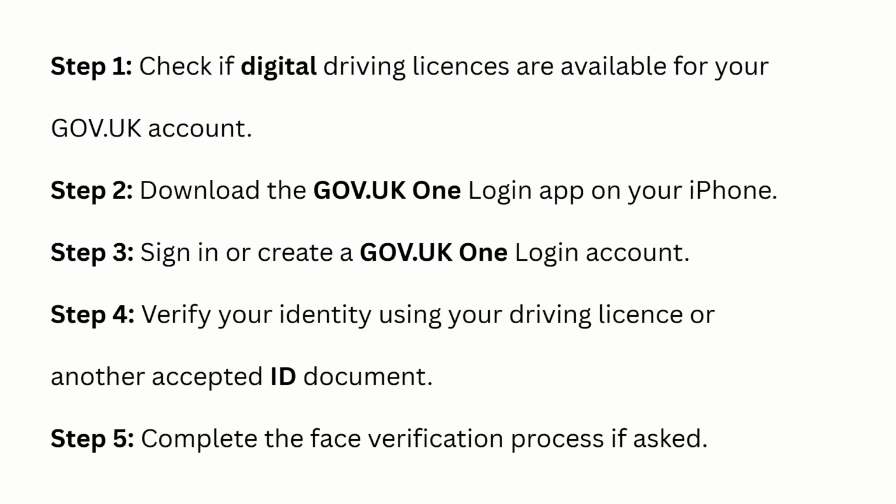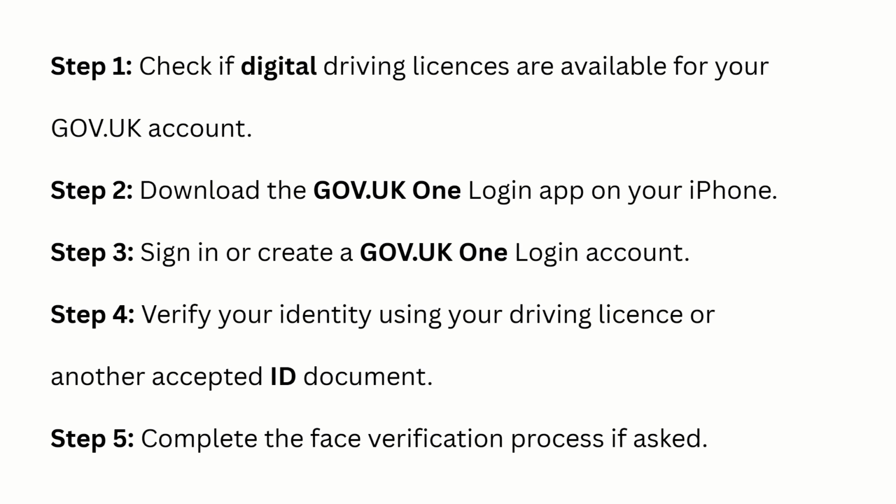Step 1. Check if digital driving licenses are available for your GOV.UK account. Step 2. Download the GOV.UK One Login app on your iPhone. Step 3. Sign in or create a GOV.UK One Login account. Step 4. Verify your identity using your driving license or another app-accepted ID document.